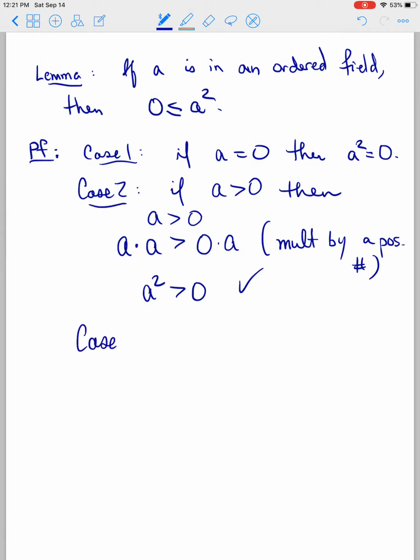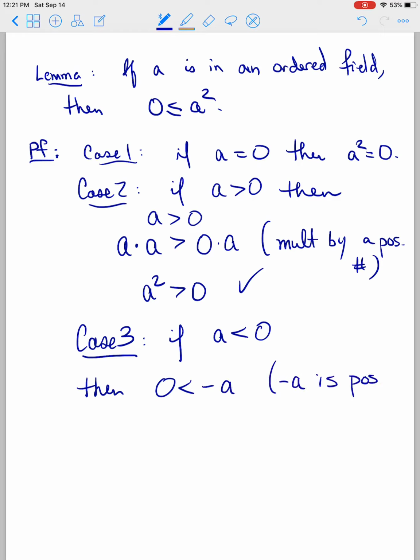And now for case 3, let's assume that A is negative. Okay? So if A is negative, then negative A is going to be positive. So let me write this in words. So negative A is going to be a positive number, which means that now I can multiply both sides by that positive number, negative A, and it's going to preserve my inequality. I want to pause and think about this, right? Negative A is a positive number if A is negative, so we're good.